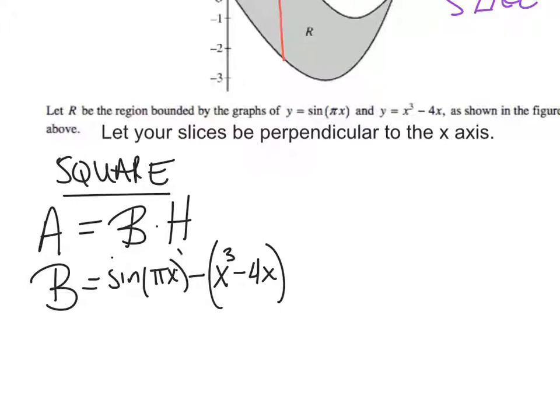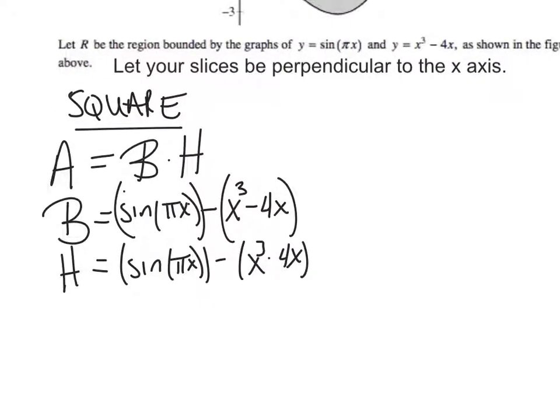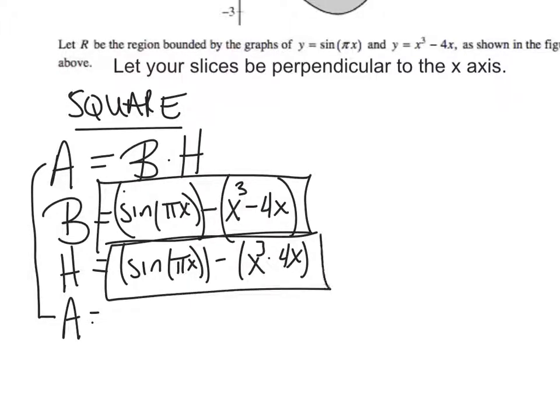Now again, watch parentheses. Now, because it's a square, your common sense should say, what do I know about the height if I know the base? Well, you should know it's the exact same. Now that you've analyzed each piece in the formula, you write out the formula. So you analyze each piece and now you write it out. It is what you wrote for base times what you wrote for height. So technically, it's the sine of pi x minus x cubed minus 4x times itself.